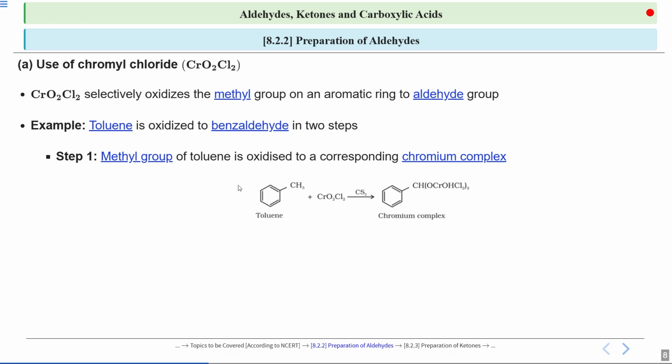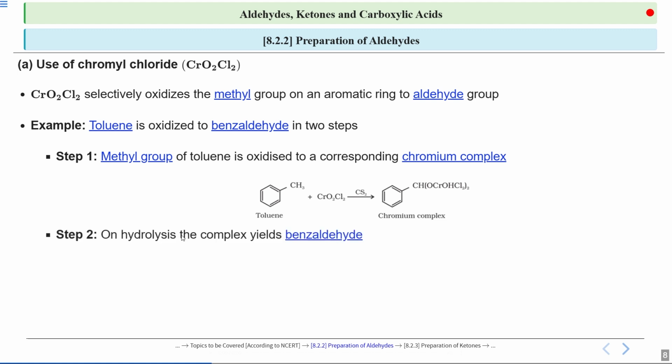and it allows the desired oxidation. So when you treat toluene with CrO2Cl2 in the presence of a non-polar medium, which is CS2, you get a chromium complex. That is, the methyl group of this toluene is oxidized to a corresponding chromium complex. So this is the chromium complex which you get.